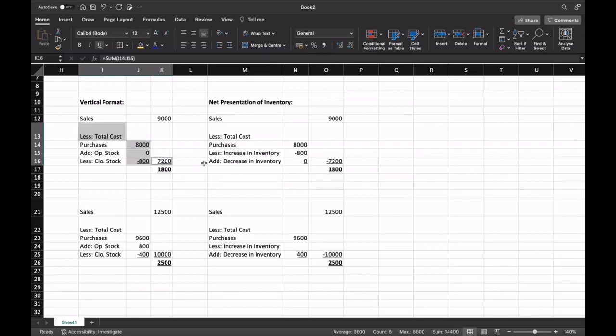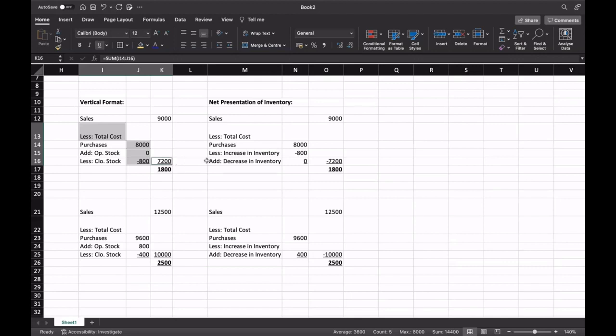So, what is the interpretation? If there is going to be increase in inventory, your total cost will come down, because you have incurred some cost already in terms of purchases, but some are not yet consumed. So increase in inventory means what? It will reduce your total purchases cost because something is not yet consumed. The same thing happened here. You have purchased 8,000, but 800 not yet consumed. So your total cost has come down. So what is the interpretation?